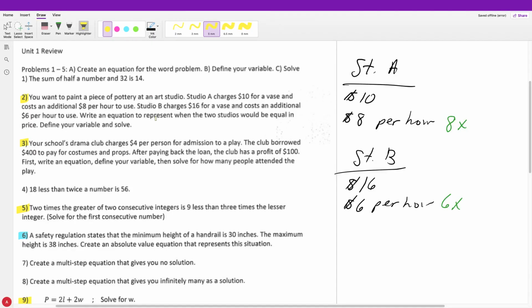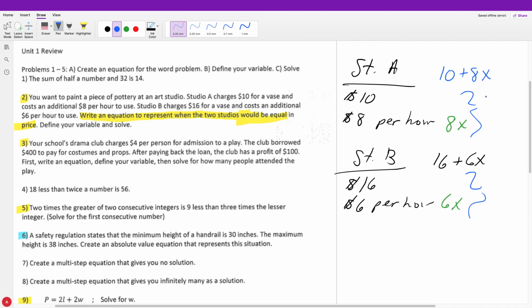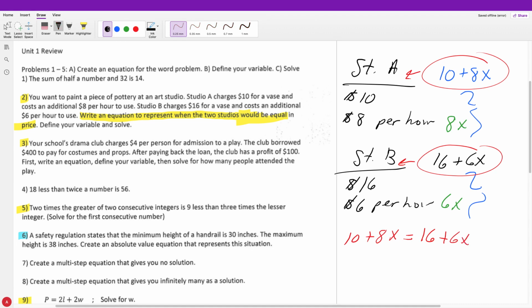So the key thing here of how to set this equation, it says write an equation to represent when the two studios would be equal in price. So that means we need to figure out, well, how can we determine the price of Studio A and the price of Studio B? Well, we know no matter what, it's going to be $10 as soon as you go in, and then it's $8 per hour. So depending on how many hours you are, we'll add that to the $10 you had to pay to begin with. And for Studio B, it's $16 when you go in, plus $6 per every hour. So if we want to know when these are equal, we simply just need to set our two expressions that we just made to represent the cost of each studio equal. So 10 plus 8x is equal to 16 plus 6x. And then we can go ahead and solve.